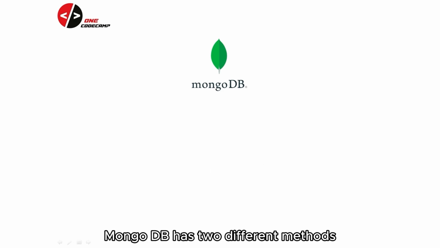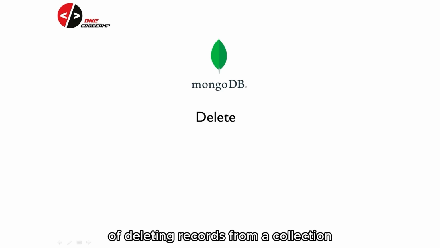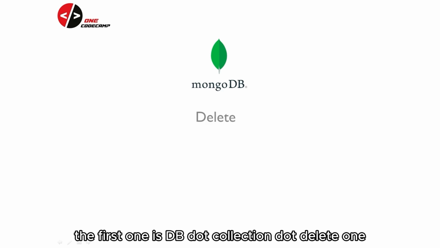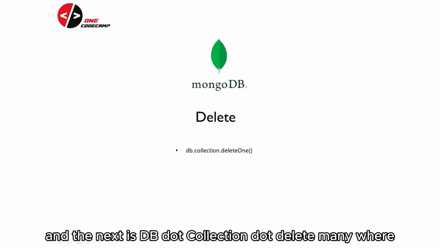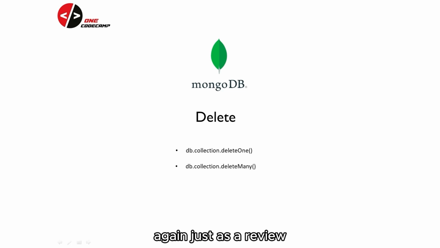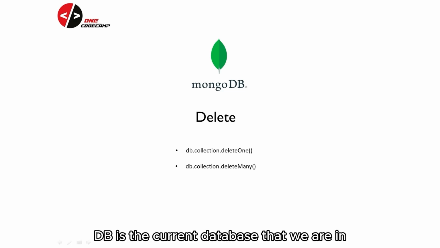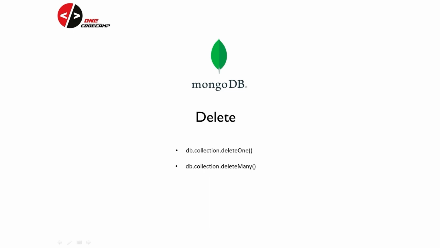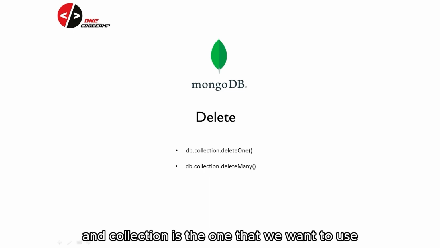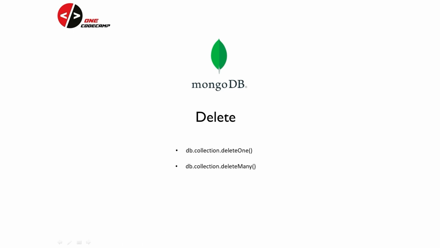MongoDB has two different methods of deleting records from a collection. The first one is db.collection.deleteOne, and the next is db.collection.deleteMany, where again, just as a review, db is the current database that we are in, and collection is the one that we want to use. For example, in our case, we are using the songs collection.